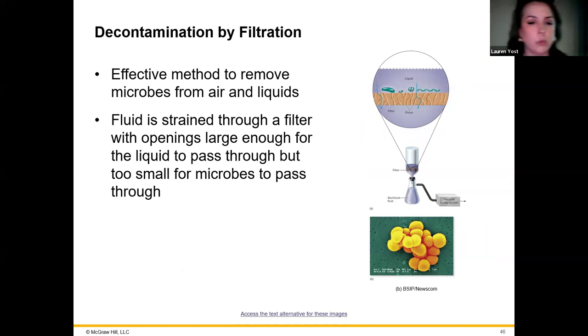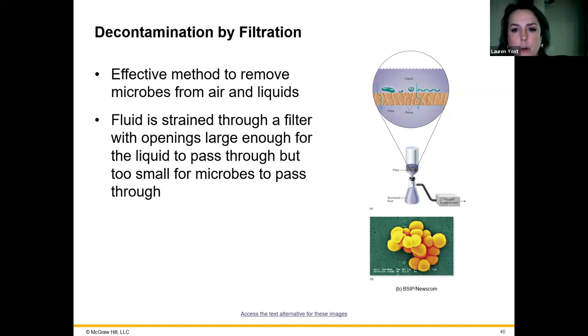bonds. So we can use this for surfaces, floors, and stuff like that. It's pretty useful, actually. I don't know if you guys noticed, there's that weird hood thing with the glass front in the lab back in the corner. That is supposed to be handling BSL-2 type substances, but it has a UV lamp on it in order to sterilize that. So cool. All right, decontamination by filtration. Decontamination, remember, that is going to be mechanical removal.